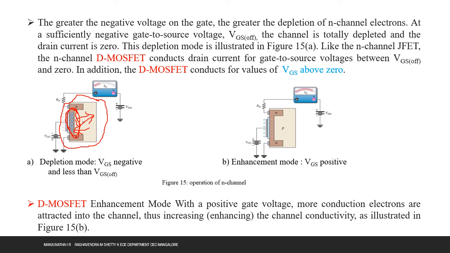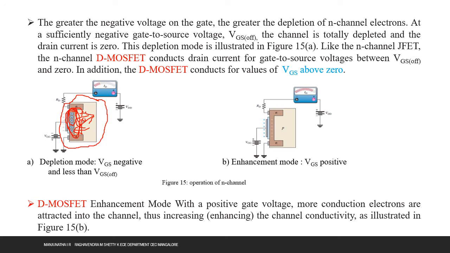This channel is created because of negative charges, right? Now I want to remove those negative charges, or neutralize them. How should I remove or neutralize these negative charges? By using positive charges. So I want more positive charges to be accumulated here.